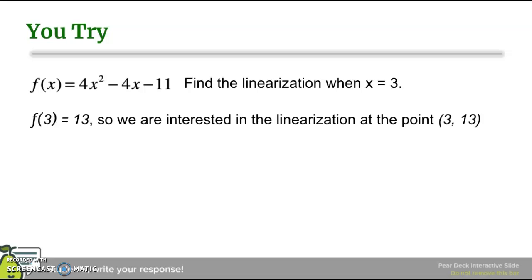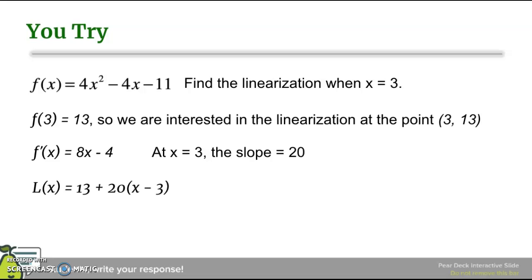So when x equals 3, f of 3 is 13. The point I'm going to use is the point 3, 13. I need the slope, so I'm going to find the derivative of the original function, plug 3 in for x, and I end up with a slope of 20. And therefore, the linearization is 13 plus 20 times x minus 3. And if you clean that up a little bit, you're going to get L of x equals 20x minus 47.